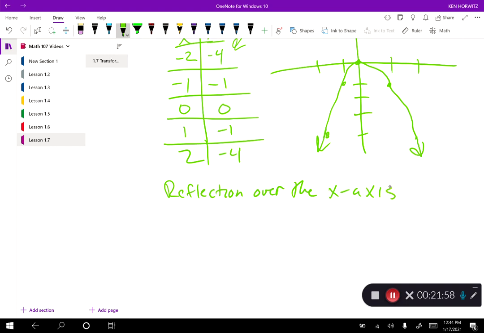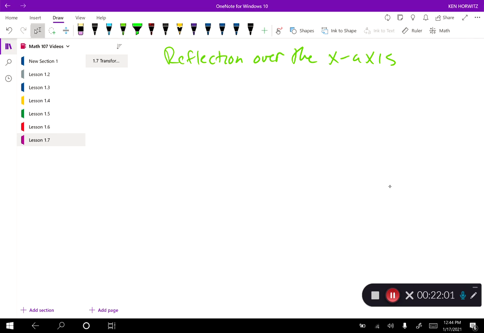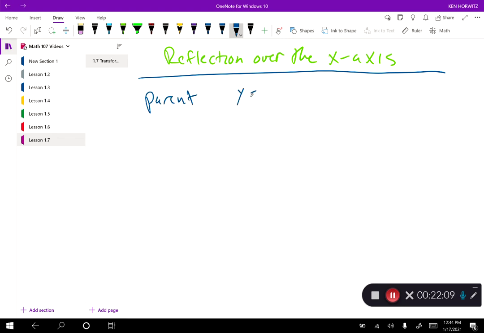All right, let's take a look at one more. I want to use blue. Blue shows up just a little bit better. I'm going to use a new parent function, which is going to be y equals the square root of x.